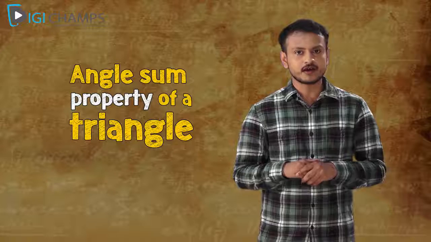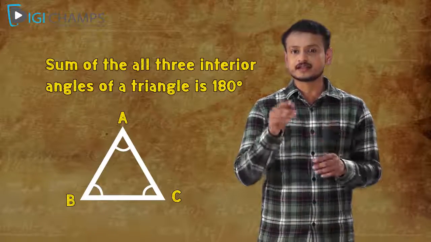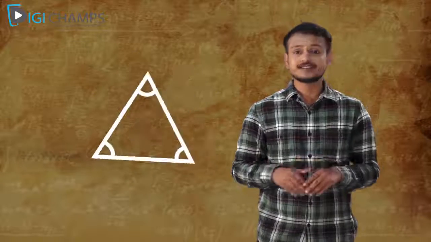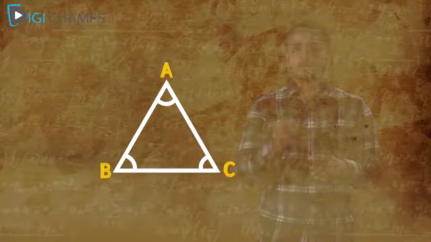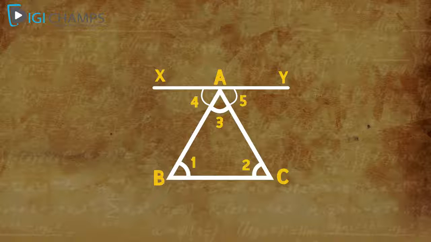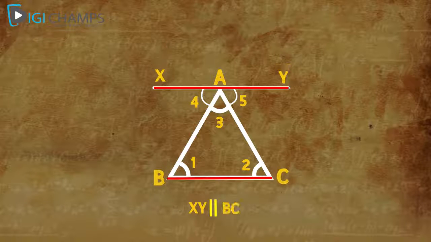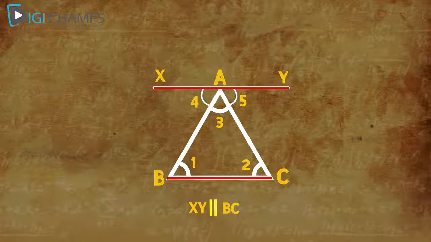So now let us talk about the angle sum property of a triangle. Now champ, you should know the sum of the all three interior angles of a triangle is 180 degrees. Now consider a triangle ABC. Now through A, draw a line XY parallel to BC and mark the angles as shown in the figure. Now XY parallel to BC and transversal AB cuts them.